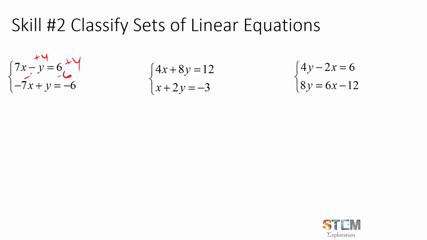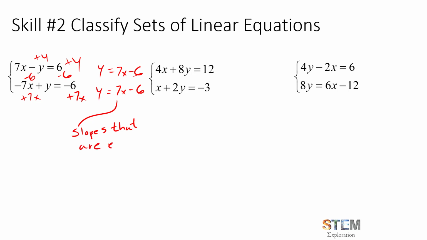So I'm just going to put y in the positive way on one side, and this will give me y equals 7x minus 6. And if I do the same thing here, I add 7x to both sides just to get a positive y all by itself. What you'll notice here is that I have slopes that are equal. And if I have slopes that are equal, that tells me that this is either a dependent or inconsistent system.